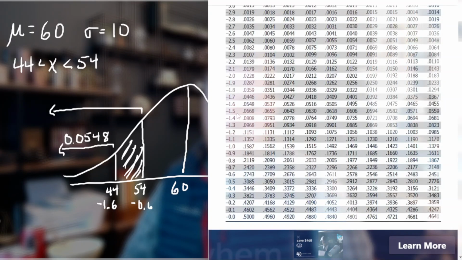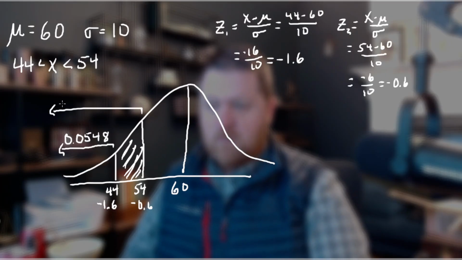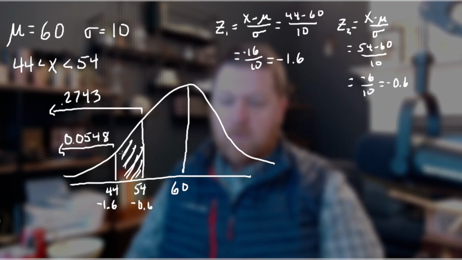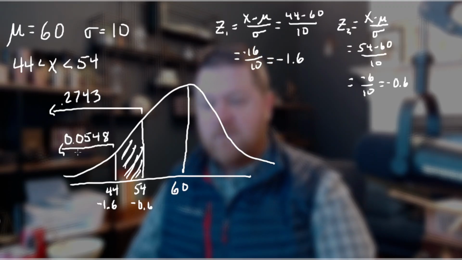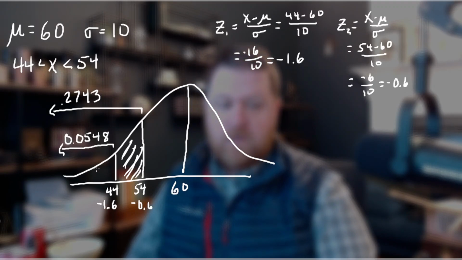Let's look at the next one, which is the negative 0.6 z-score, which has an area to the left of it of 0.2743. So let's write that in. Let's think about what this is saying. The area from this line all the way to the left is 27.43%. The area from this line all the way to the left is about 5.48%.